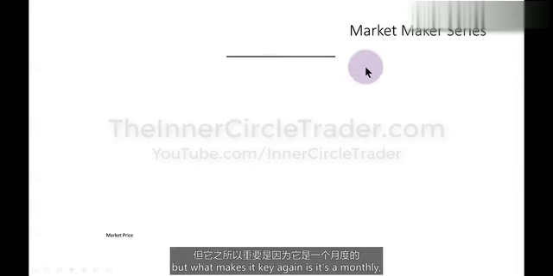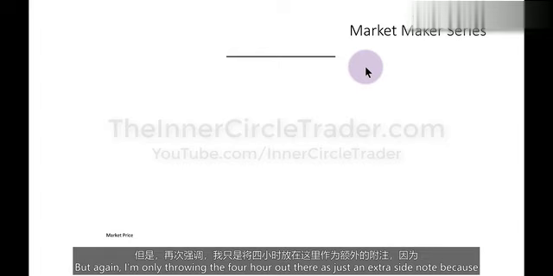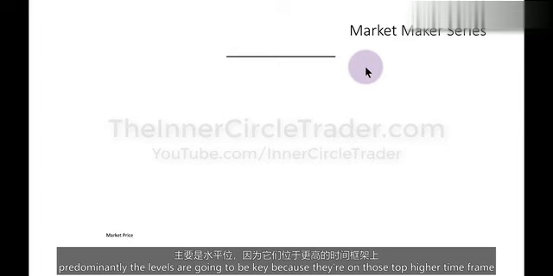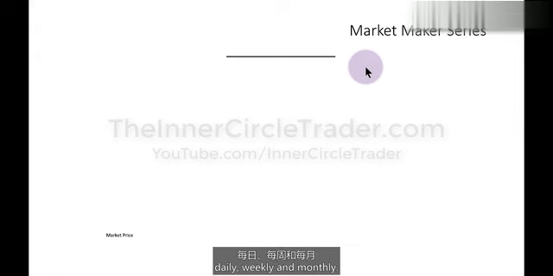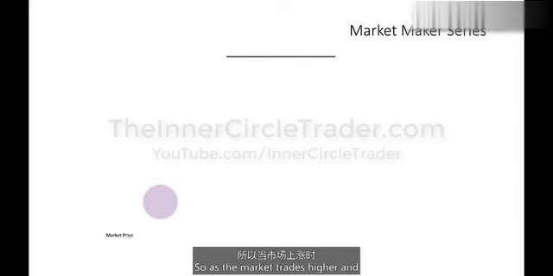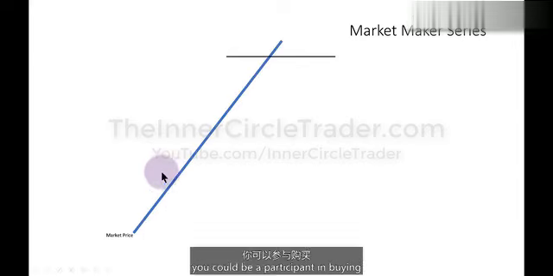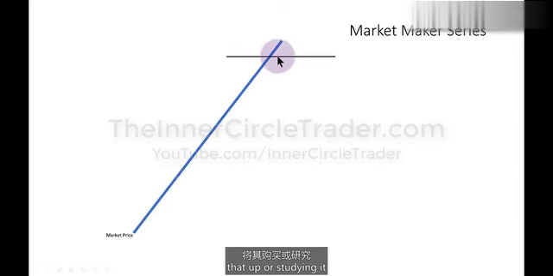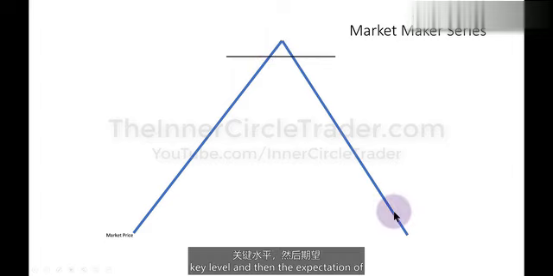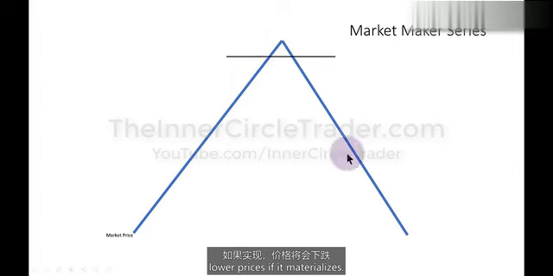But what makes it key, again, is it's a monthly, weekly, or daily level, and at the lowest, 4 hour. But again, I'm only throwing the 4 hour out there as just an extra side note, because predominantly the levels are going to be key because they're on those top higher time frame, daily, weekly, and monthly. So as the market trades higher and runs into that, you could be a participant in buying that up or studying it as it rallies up into that key level, and then the expectation of lower prices if it materializes.